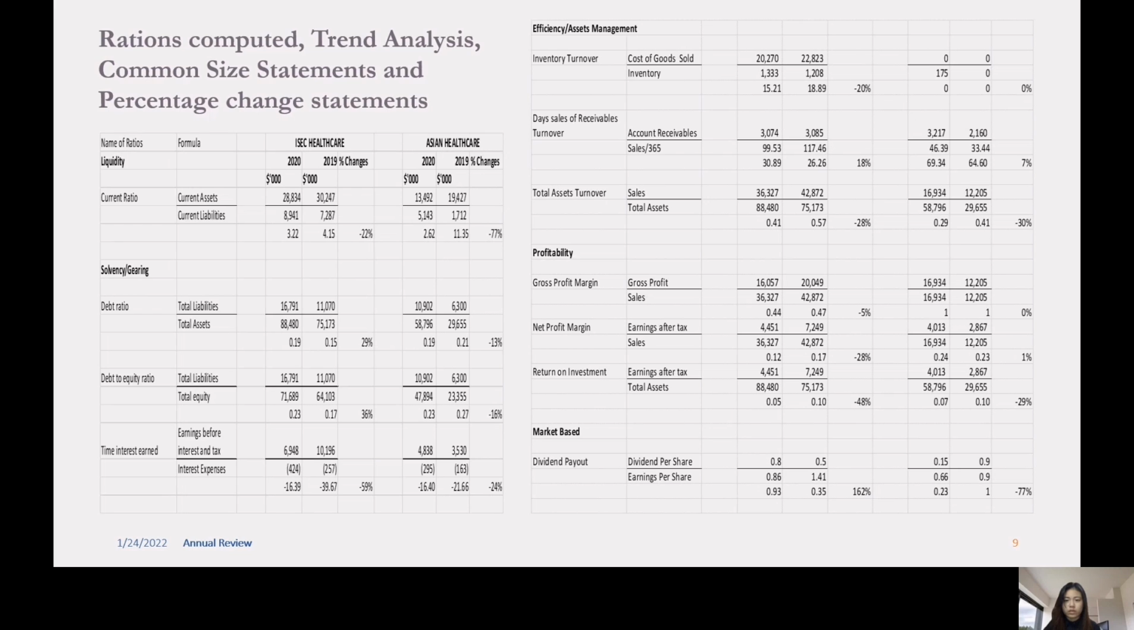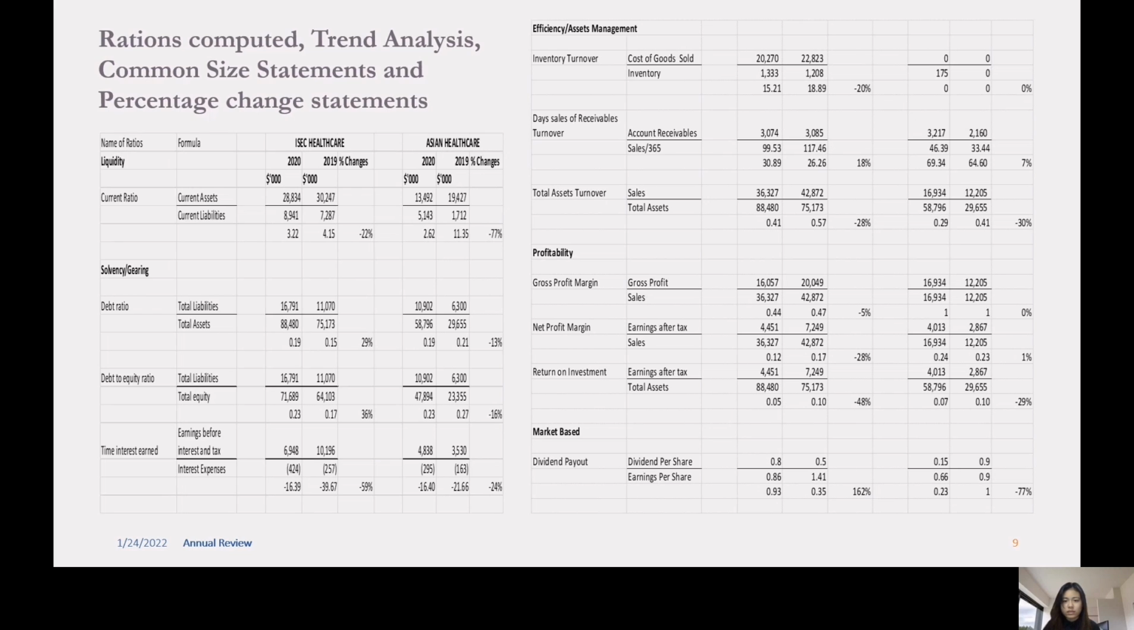Days sales of receivable turnover for ISEC Healthcare in 2019 and 2020 are 26.26 and 30.89, compared to Asian Healthcare, which is 64.6 and 69.34. That means ISEC Healthcare has a conservative credit policy, such as net 20 days or even net 10 days. So ISEC Healthcare is better than Asian Healthcare.